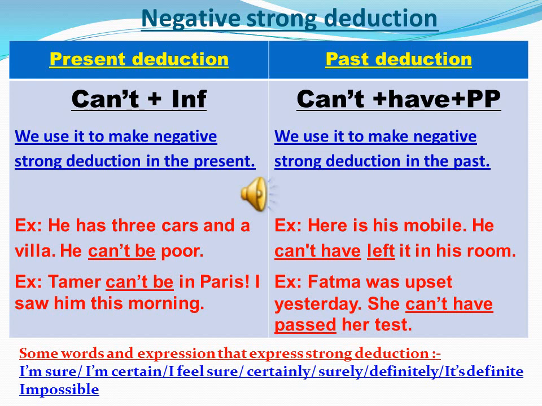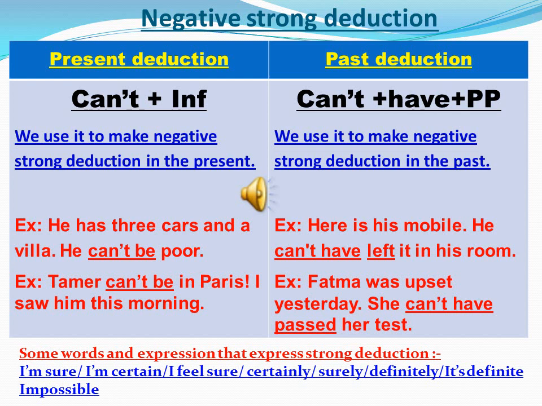The second example: Fatima was upset yesterday. She can't have passed her tests. In the first example, here is his mobile. So, I deduced that he can't have left it in his room. And in the second example, Fatima looked upset yesterday. I deduced that she can't have passed her test.